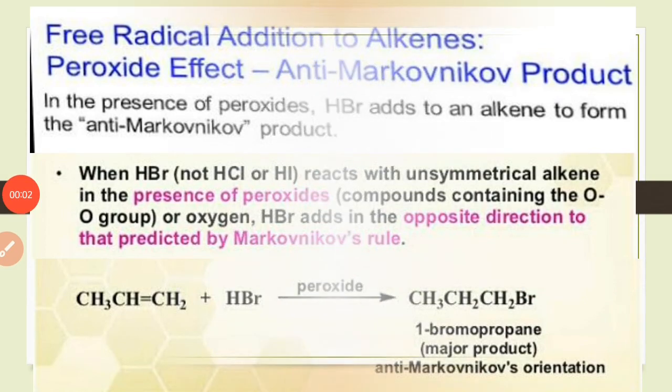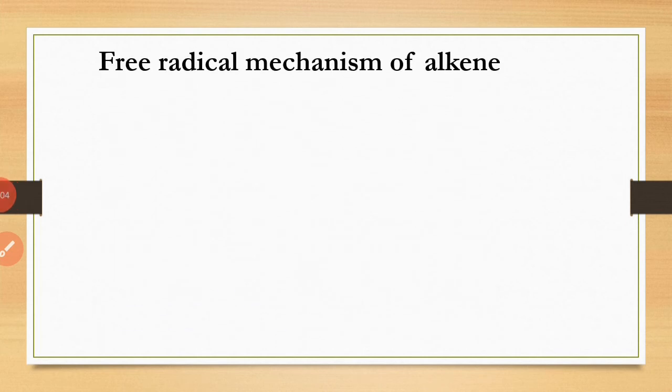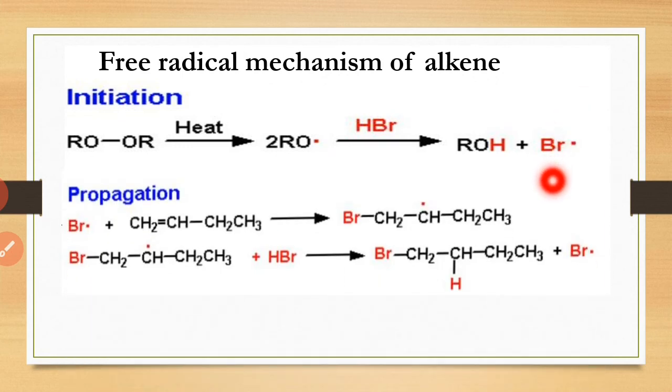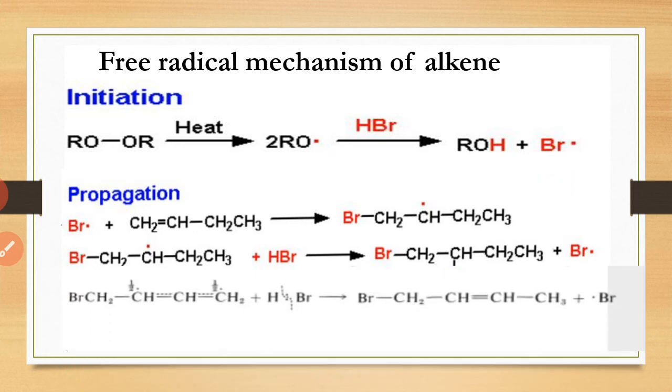Next, let us see the mechanism. The addition of HBr in the presence of peroxide occurs by a free radical mechanism. The first two steps result in generation of a free radical, that is the bromine radical. Then it adds to the double bond in such a way that it gives rise to the more stable free radical. This free radical then abstracts the hydrogen atom from the HBr to complete the addition product. This is the addition product.